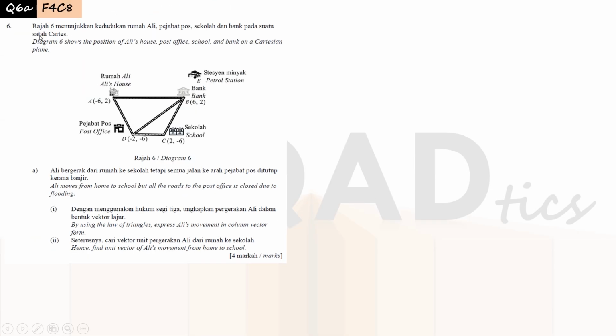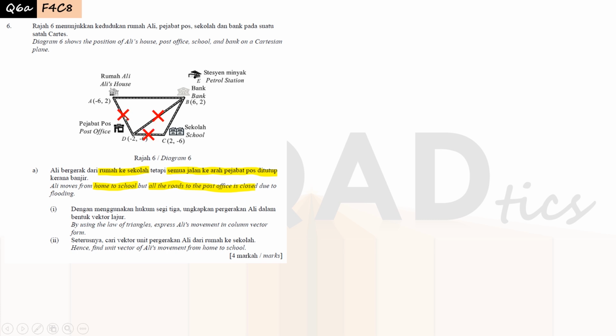Question 6 focuses on vectors. Here we have a diagram, and a situation where Ali needs to go from his house to the school, which is point A to point C, but all the roads connecting to the post office are closed because of flood.